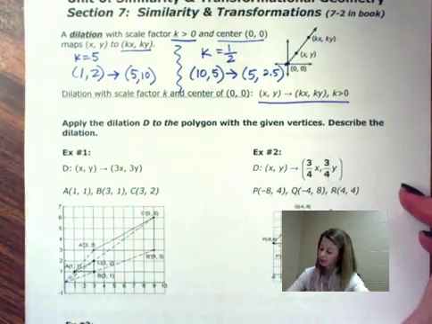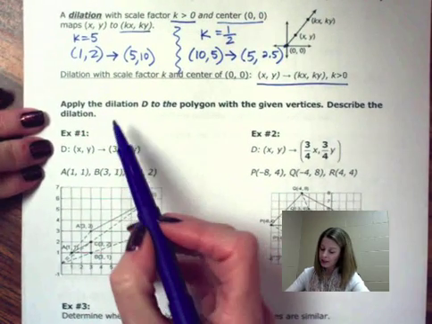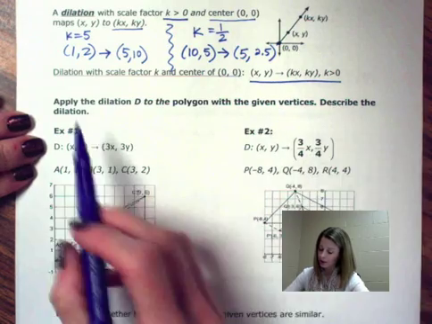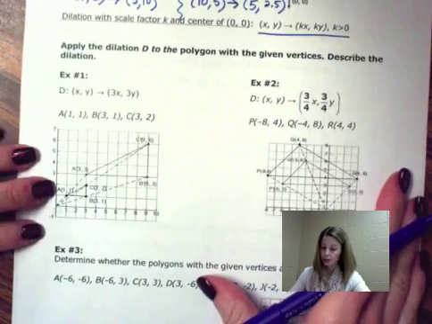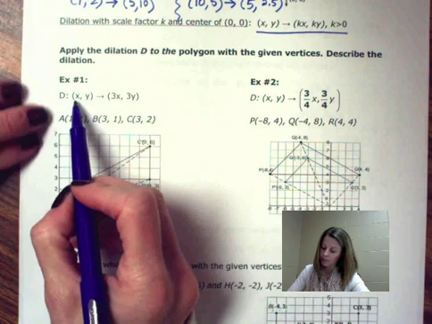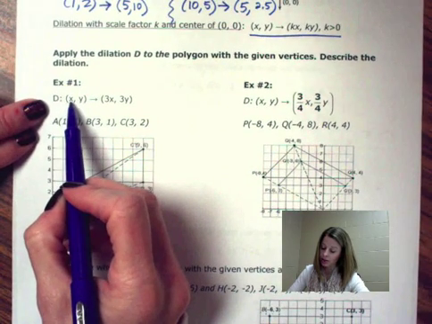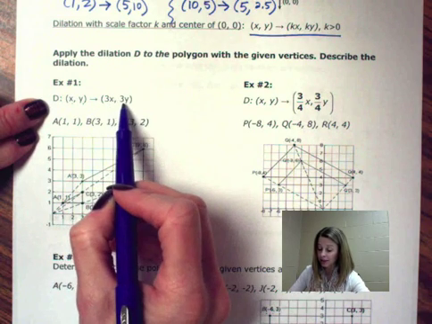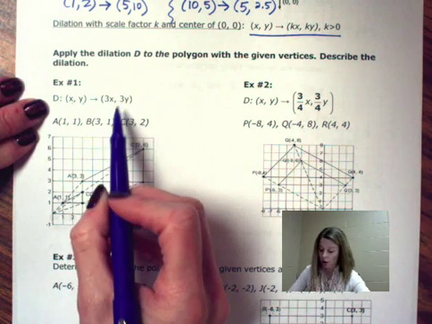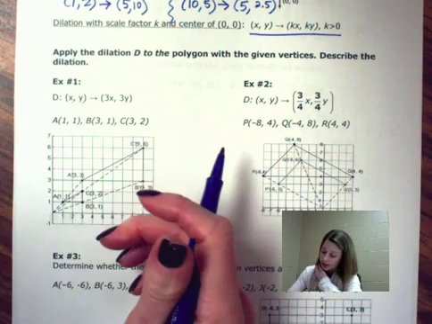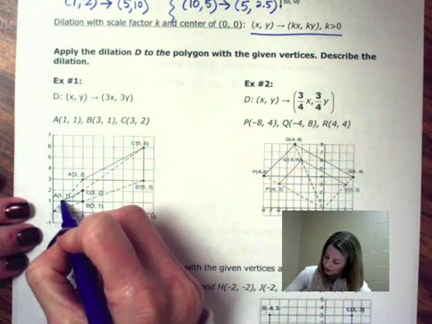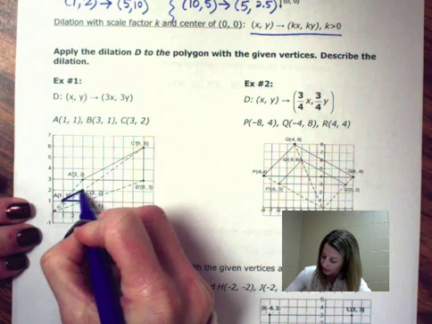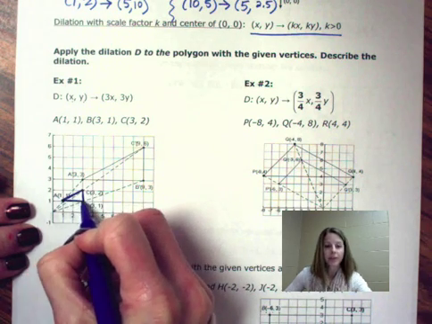So let's look at a couple examples here. Apply the dilation D to the polygon with the given vertices. Describe the dilation. So, example 1, the dilation is right here. For every (x, y), it will be dilated to (3x, 3y). So, our original ordered pairs are A, B, and C. There's a lot of lines on this graph, so go ahead and outline that triangle.